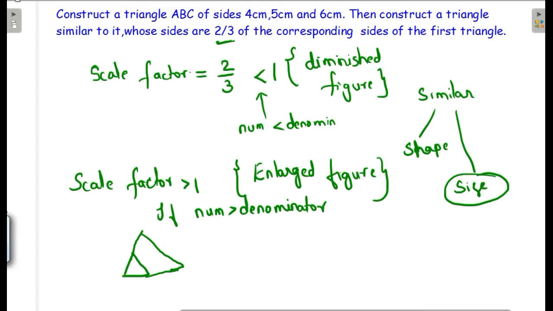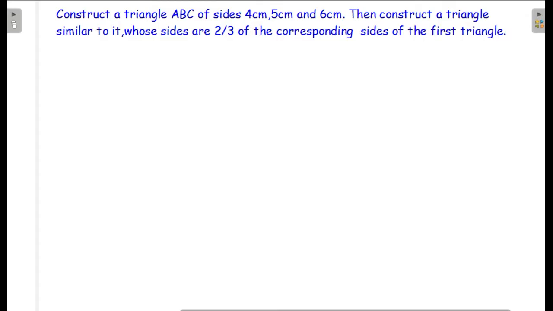Now, coming to this question, let us read the question. Construct a triangle ABC of sides 4 centimeters, 5 centimeters and 6 centimeters. This is the first thing we have to do. Then we need to construct a triangle similar to it, whose sides, here this is the scale factor, are 2/3 of the corresponding sides of the first triangle.